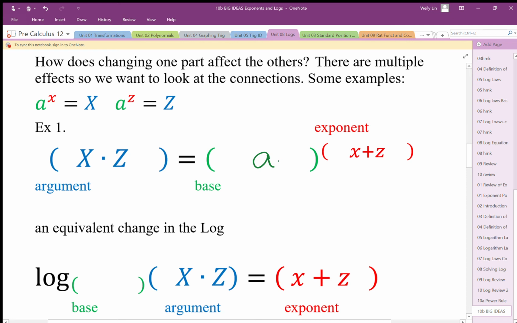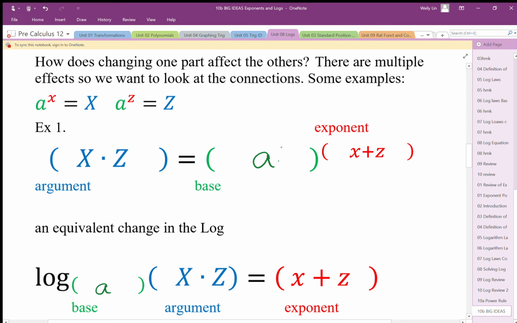Now again, we can justify lots of changes in this. So here's my a. Let's say I power my a by 2. What has to happen on the other side to balance it? I've got to power that by 2. So if I power 2 here, I've got to power 2 here. So that's an equivalent change.